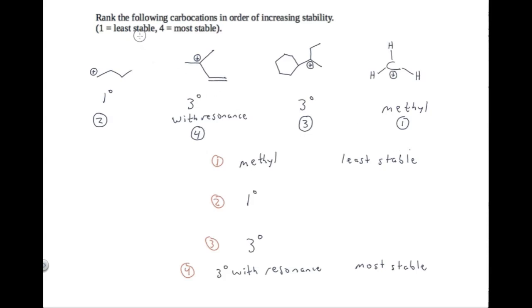1 is supposed to be least stable. Well, yeah, methyl is the least stable carbocation. Then primary, then tertiary, then tertiary with resonance. Just double check your work on this type of problem because it's easy to make careless mistakes when you're ranking multiple different options.